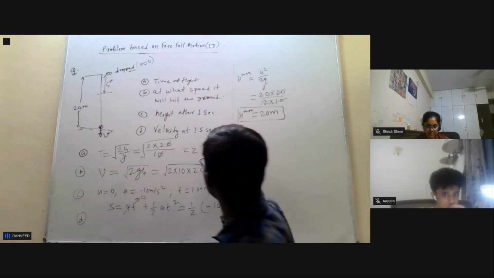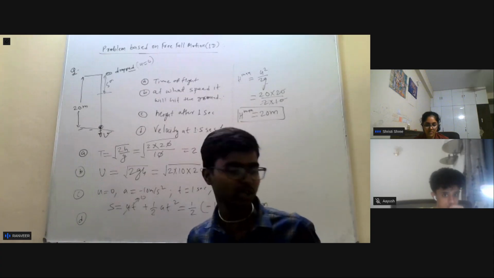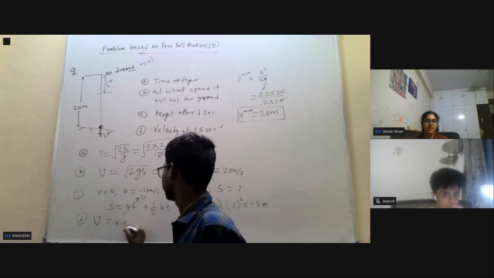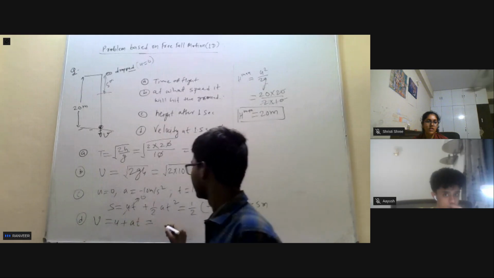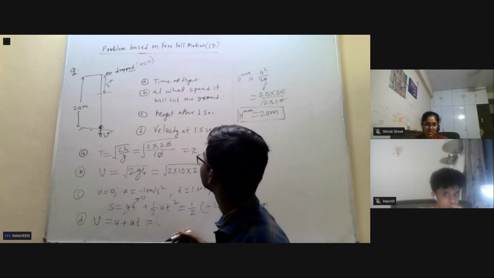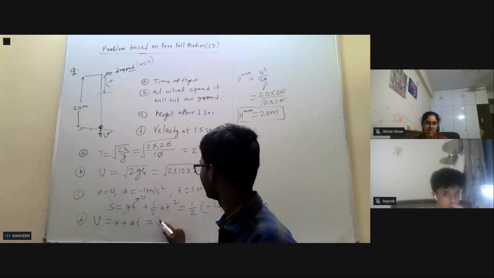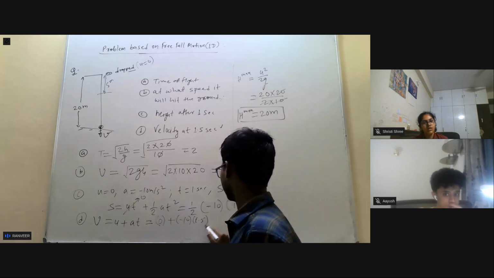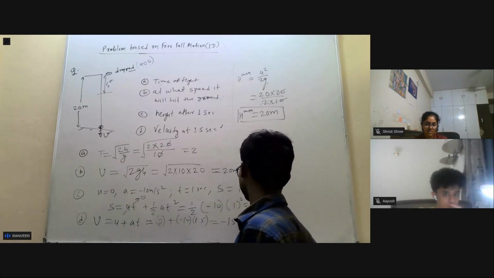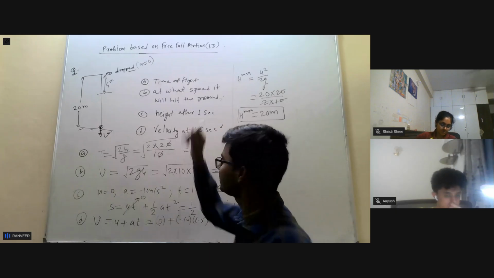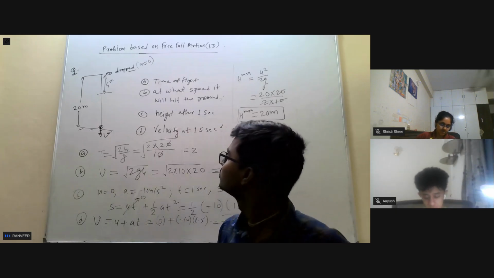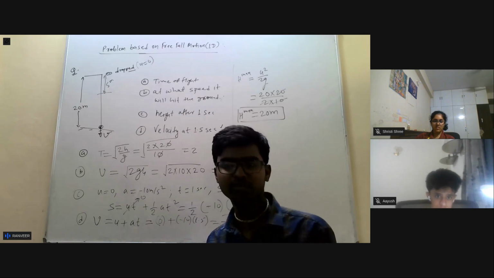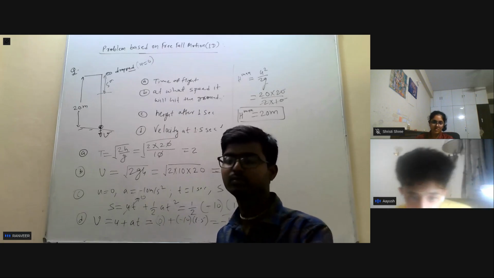What is the velocity at 1.5? Which formula? v equal to u plus at. Correct. So it will become 0 plus minus 10 into 1.5. So minus 15 meter per second. Minus indicates the downward direction. Good. Yes, Ayush, any doubt? No, sir. Okay.